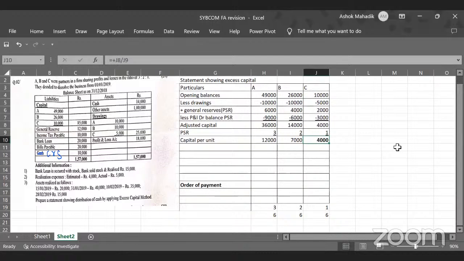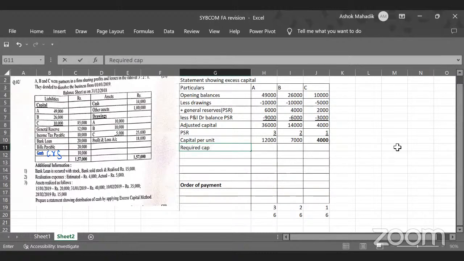You get capital per unit. मतलब कौन से पार्टनर ने अपने एक शेयर के लिए कितना कितना पैसा लाया है. Okay, C has brought 4,000 for one share. B has brought 7,000 for one share. 2 के लिए 14 लाया मतलब 1 के लिए 7,000 लाया. A has brought total 36 for 3 shares. मतलब पर शेयर उसने 12,000 लाया. So C ने सबसे कम लाया ना, तो उसके कंपैरिजन में बाकी दोनों ने कितना ज्यादा लाया है, that we will now see. Okay, so we write now required capital.